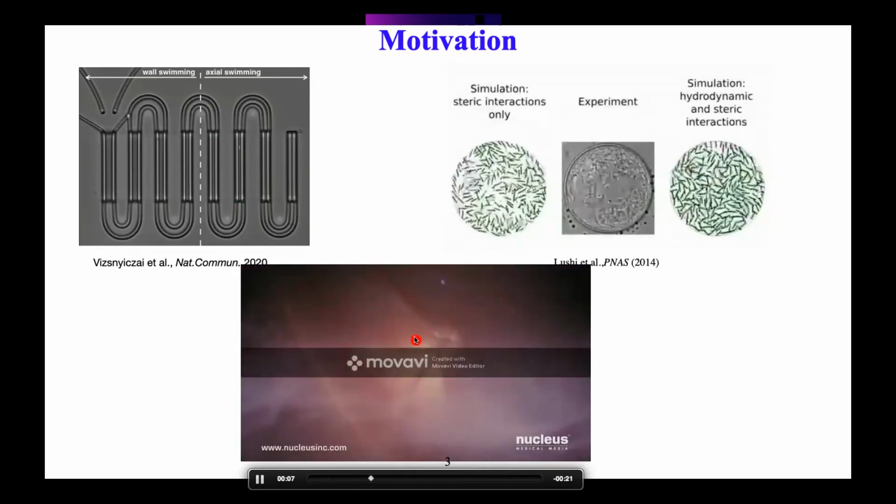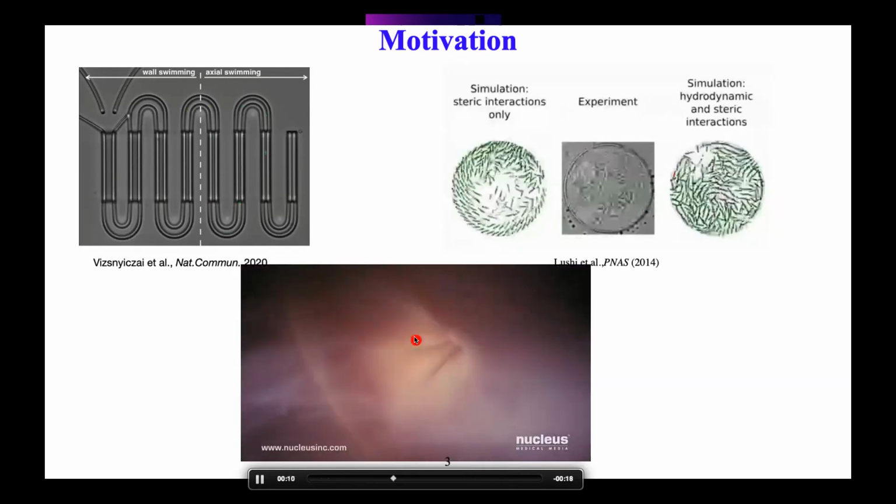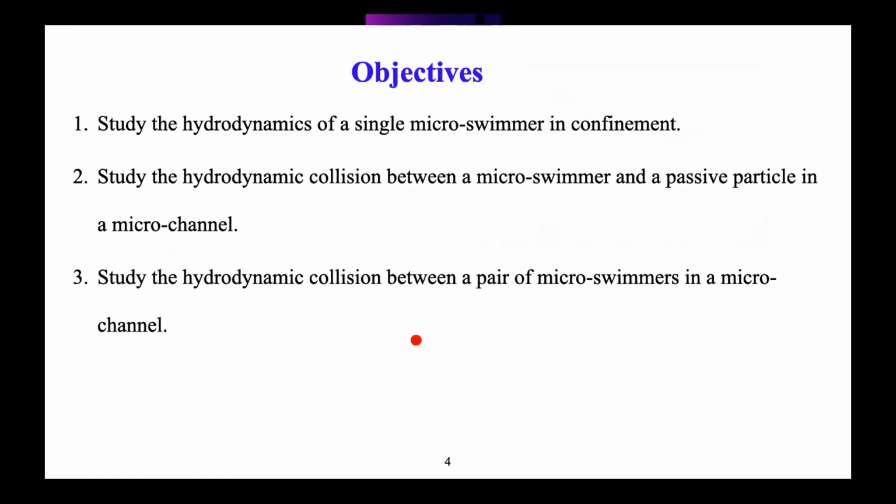So with that aim, we have formulated different model problems for my PhD thesis. And the problems were, first, to study the hydrodynamics of a single microswimmer in confinement, and then to understand the hydrodynamic collision between a microswimmer and a passive particle. And the third one was to look at the hydrodynamic collision between a pair of microswimmers. So for today's talk, I'll briefly discuss the first problem, which is the microswimmer in confinement. And I'll discuss in detail the second problem, which is hydrodynamic collision between a microswimmer and a passive particle.